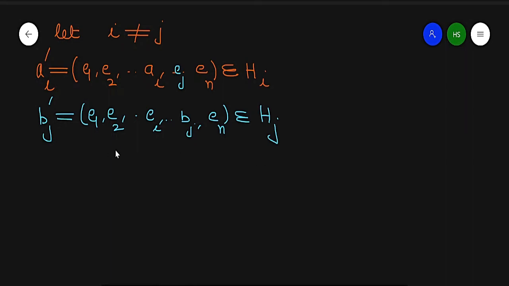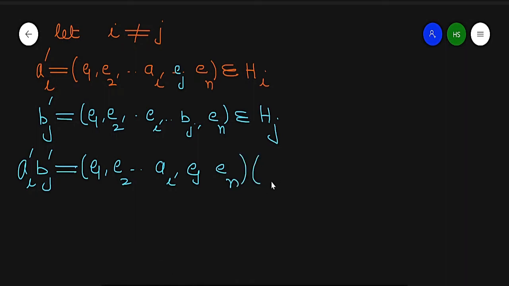So what we get? We want to show that when i is not equal to j, then they commute with each other: Hi and Hj commute. So here ai dash into bj dash is equal to taking the product. So this will become (E1, E2, ..., ai, ..., ej, ..., En).